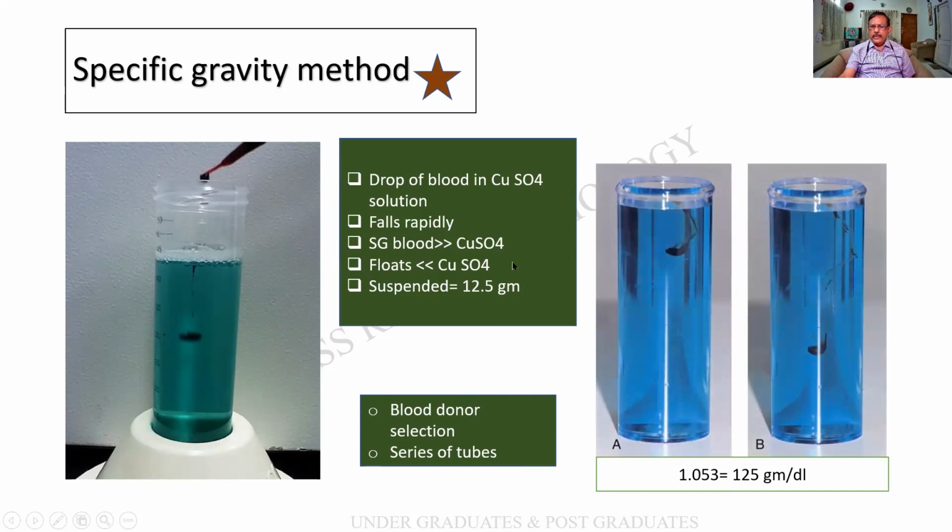And this is what we see. So a 1.053 concentration of copper sulfate is equal to 12.5 grams of hemoglobin per deciliter.